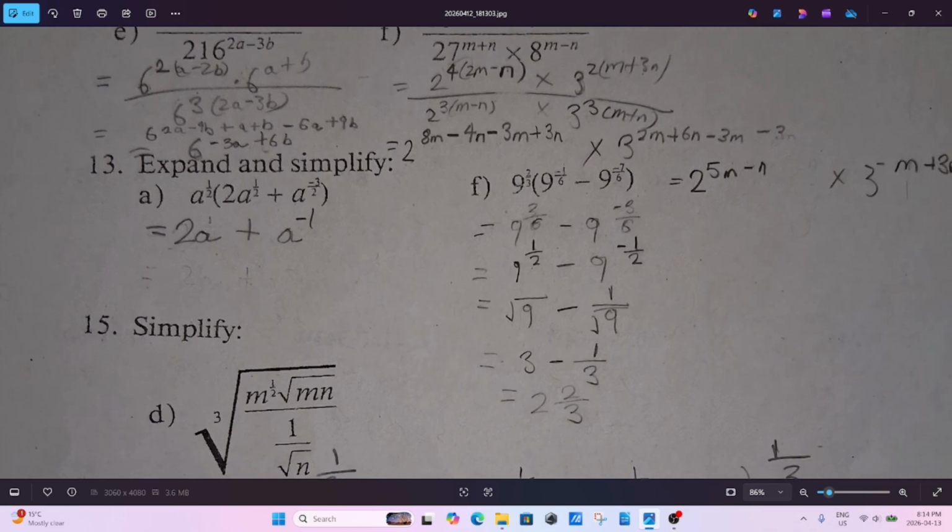Expand and simplify 13a: a to the 1/2 times 2a to the 1/2 plus a to the exponent negative 3 over 2. So you would just do a to the 1/2 times a to the 1/2, which means you add the 1/2 together, so you get 2a to the 1. And then you add a to the 1/2 plus negative 3 over 2, so you get a to the negative 1.